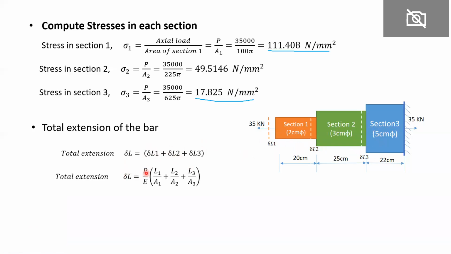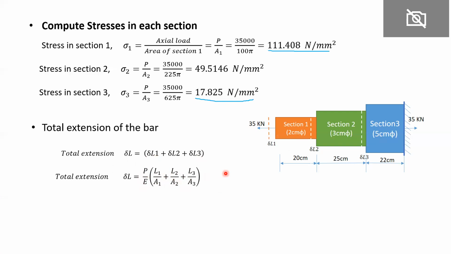Then total elongation is, as we discussed in the previous slide, if the same load is acting over the entire member and Young's modulus of the material is the same for all three sections, P upon E into L1 by A1 plus L2 by A2 plus L3 by A3. This is the standard formula you can use directly. Otherwise, you can write P L1 upon E A1 independently for all three sections and sum together, whichever way you find convenient.